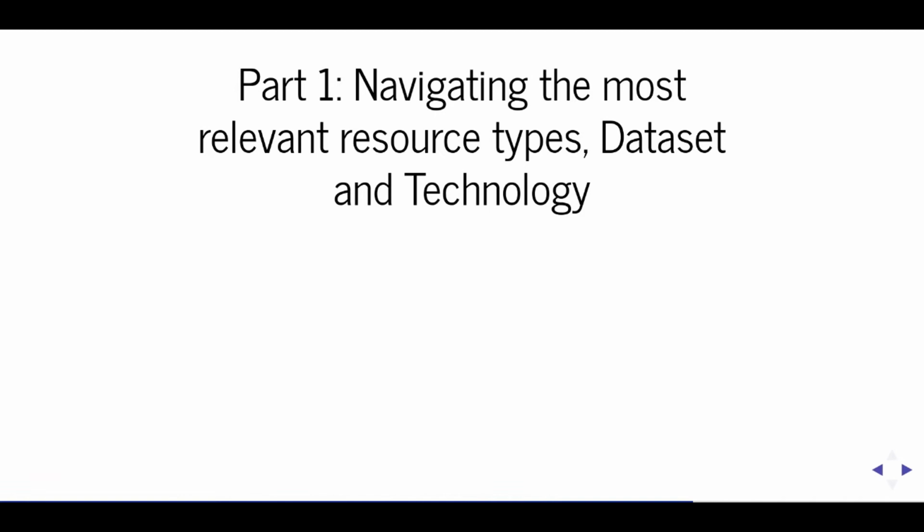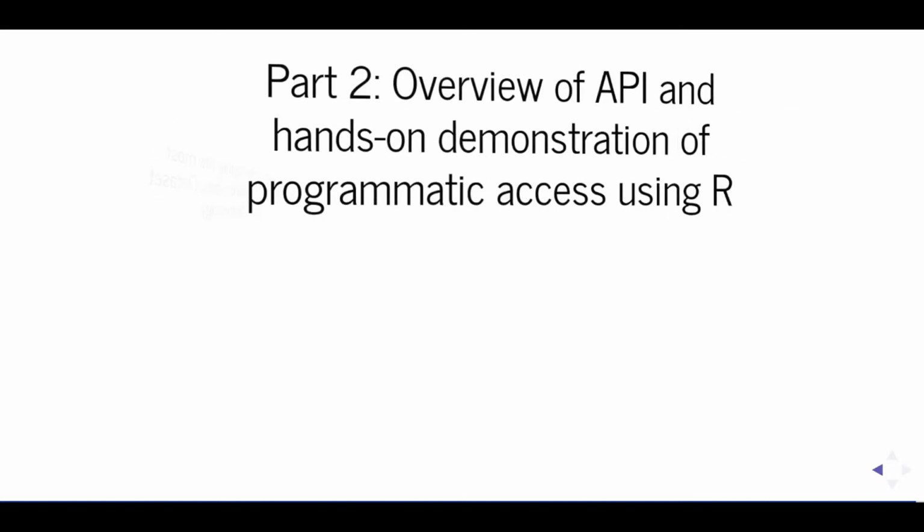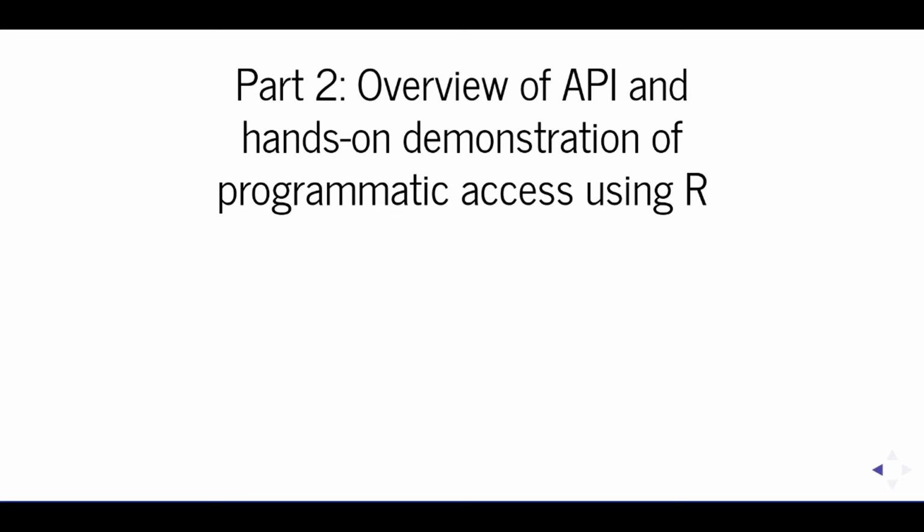Then in part 1, we'll show you how to navigate the most relevant resource types within our catalog, dataset, and technology. For a bioinformatics project, you might need to find the right datasets for in silico testing and something like machine learning. You might also be curious about potentially useful software packages or databases, which would be in our technology catalog section. In the second part, because this tutorial is bioinformatics focused, we go over our API and how you can access the catalog programmatically.